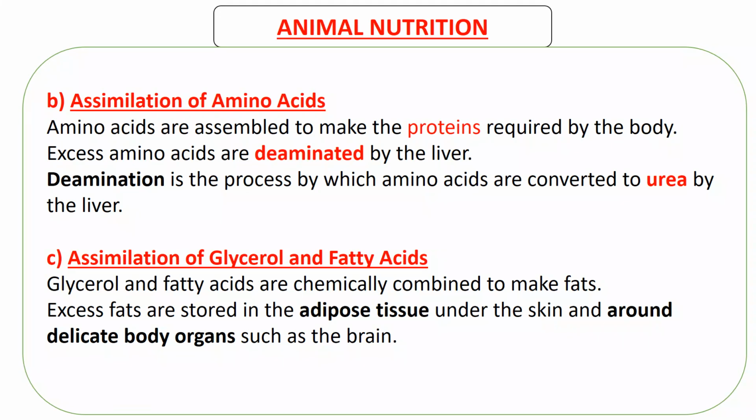Even that fat which comes from converted glucose is also stored around delicate body organs such as the brain, so that maybe when you are involved in an accident, and there is some sort of vibration that can end up damaging your brain, this fat around your brain is going to protect the brain. It's going to absorb the shock. So the excess fats are stored in the adipose tissue, under the skin, and around delicate body organs.